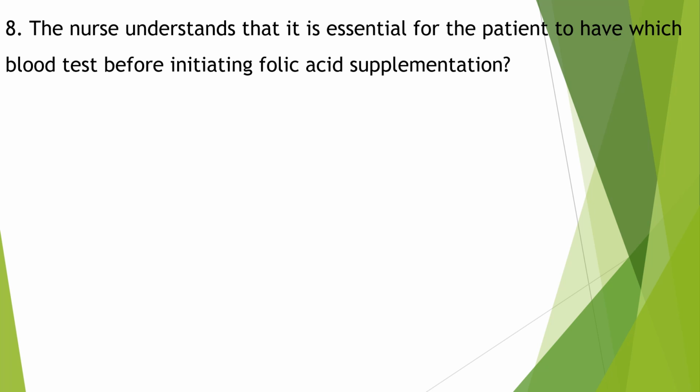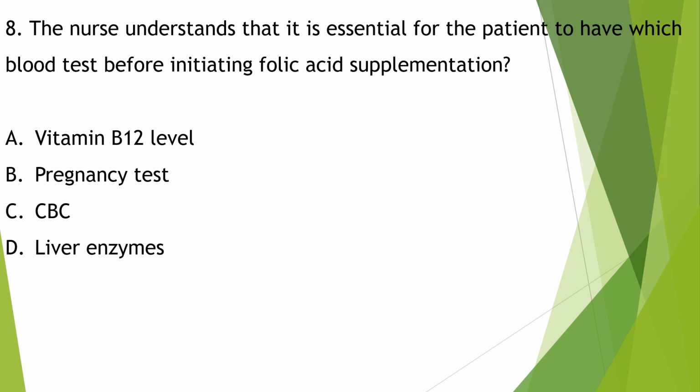The nurse understands that it is essential for the patient to have which blood test before initiating folic acid supplementation? Vitamin B12 level, pregnancy test, CBC, liver enzyme. If the patient has a vitamin B12 deficiency anemia and is started on folic acid supplementation, the anemia might resolve, but the neurological deterioration from vitamin B12 deficiency will continue and it may be irreversible. So, before starting folic acid supplementation, we should also check the vitamin B12 level of the patient.